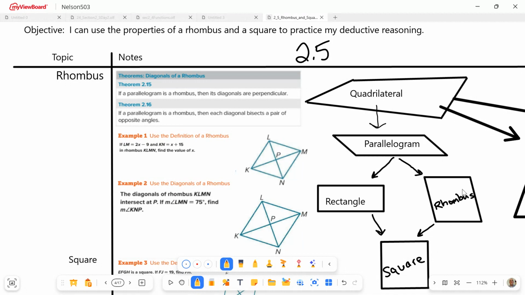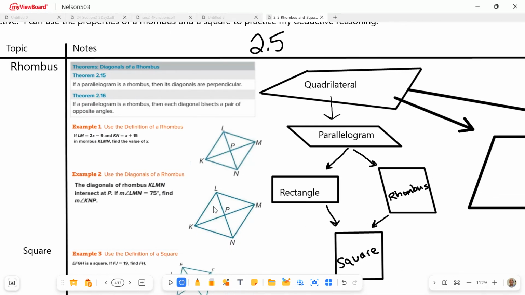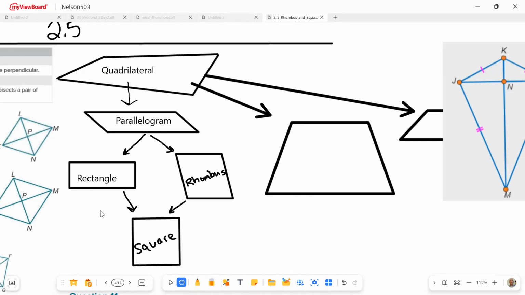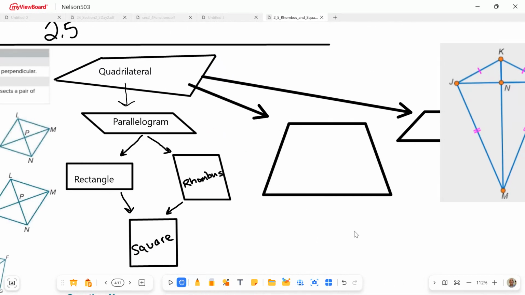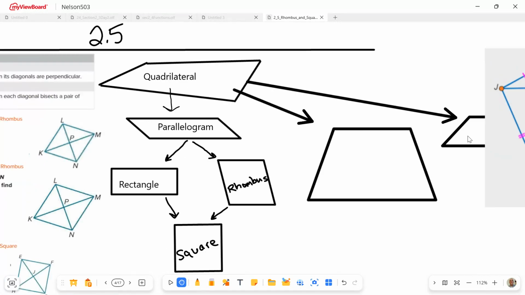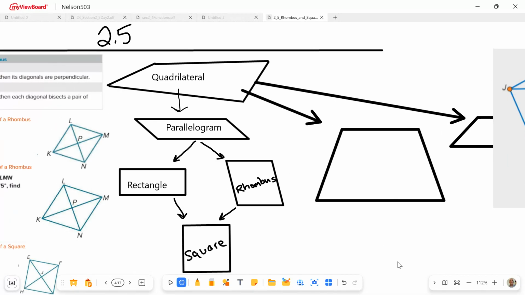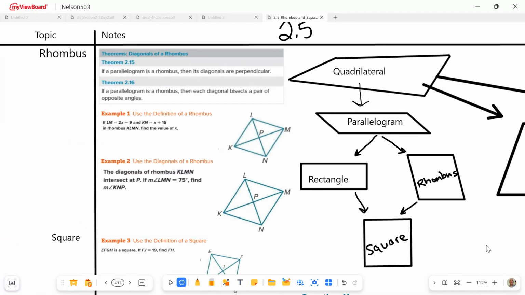So what else do we talk about in this chapter, chapter 2? We talk about trapezoids, and we talk about kites. Now, I don't know what's under here. It might be a kite. I'm not exactly sure what's hiding under there, but I'm not really worried. It's a trapezoid and kite. That's what we're going to talk about over there. They're not parallelograms. So these things over here are parallelograms.